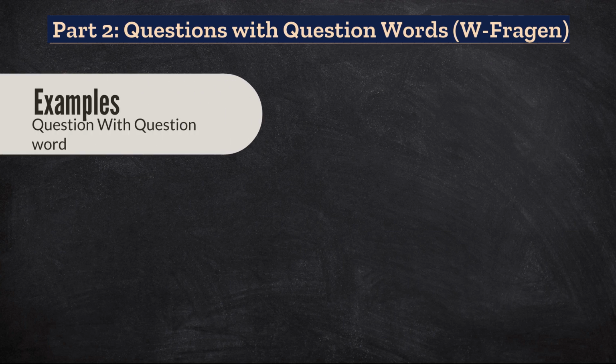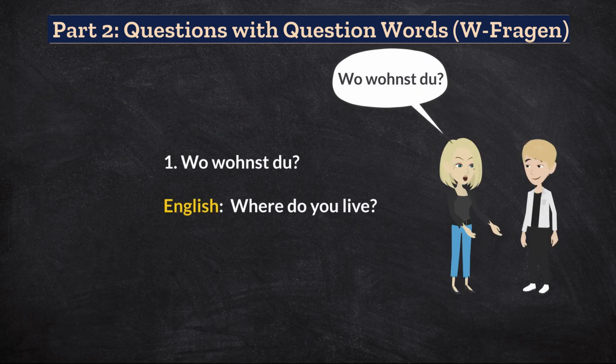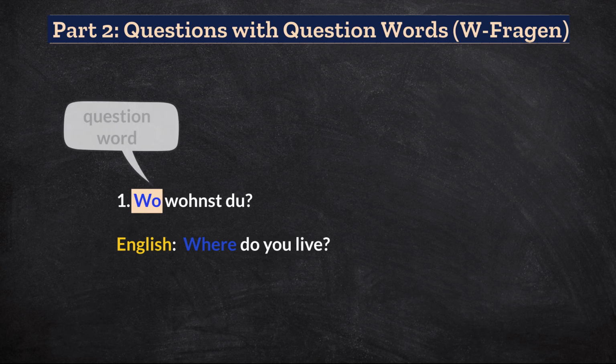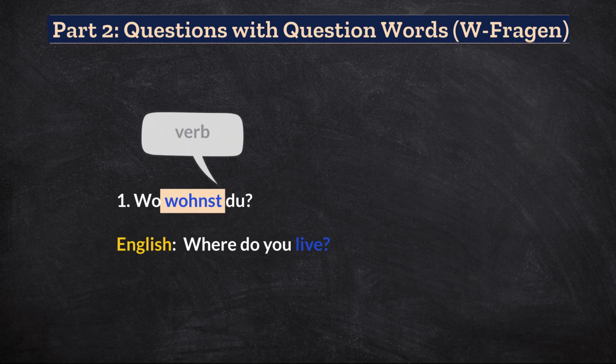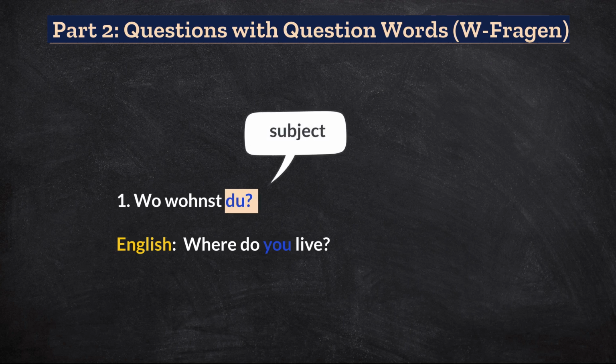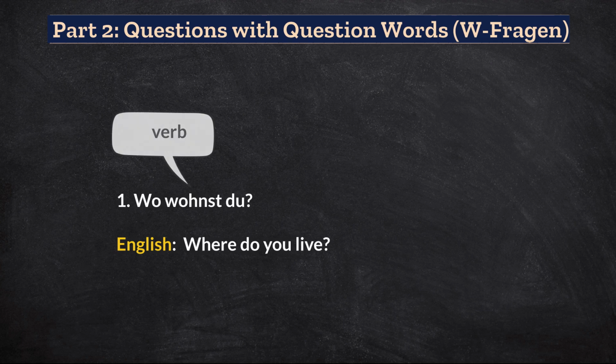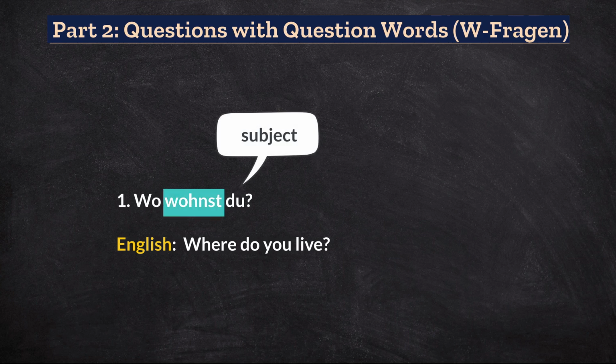For example, Wo wohnst du? This means, where do you live? In this sentence, Wo is the question word meaning where. wohnst is the verb meaning live. du is the subject meaning you. Notice how the verb comes directly after the question word, and the subject comes after the verb.